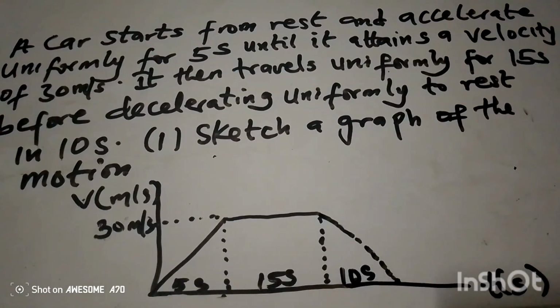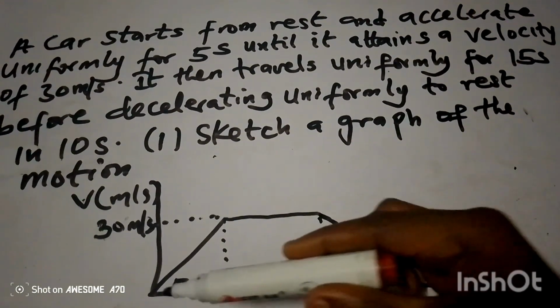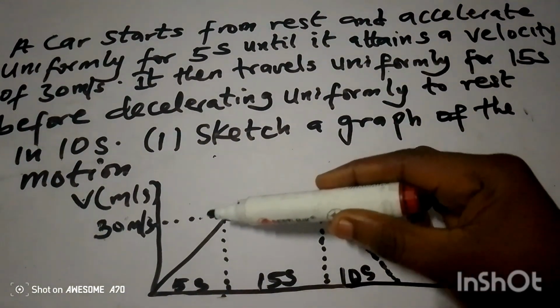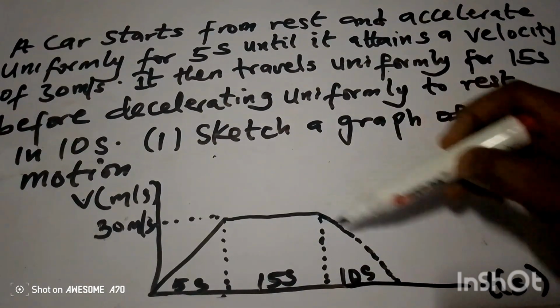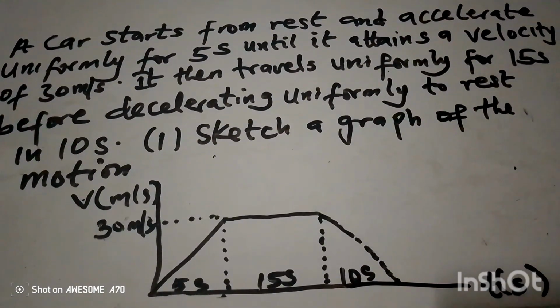So the question is to sketch the graph. With this diagram, we have already sketched the graph using the three concepts: the one of acceleration, the one for uniform velocity, and the one for deceleration. By the time you have sketched this graph, you understand how to sketch the graph, then it's very easy for you to apply it in solving questions. So the graph can be of any form.